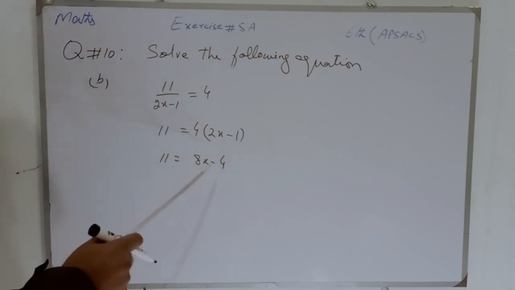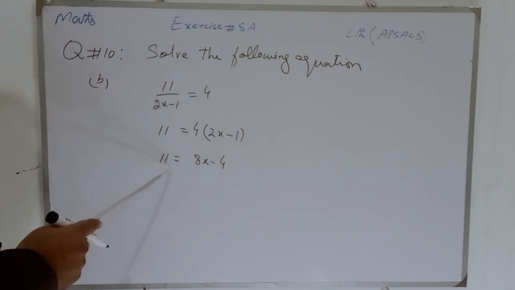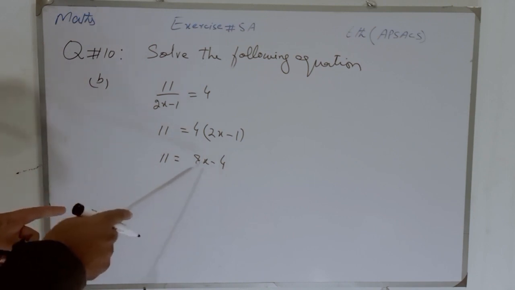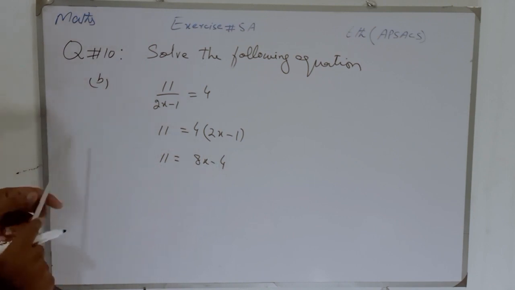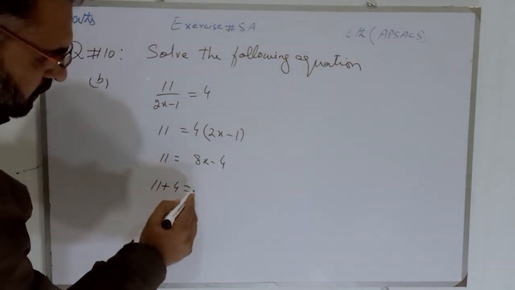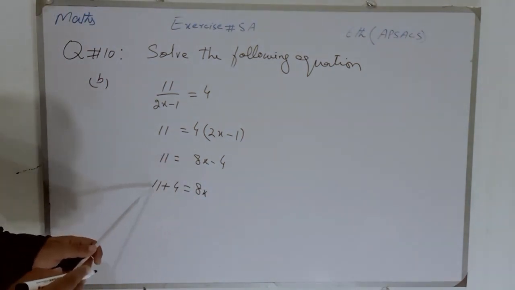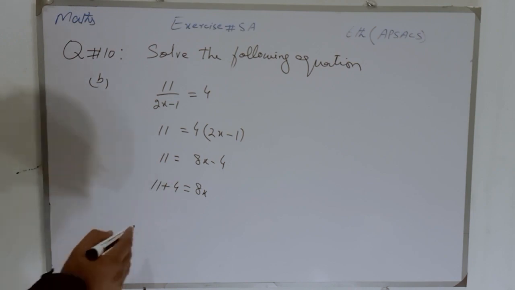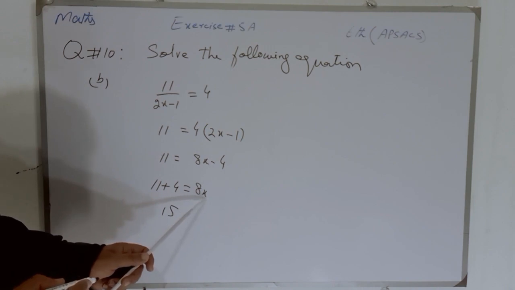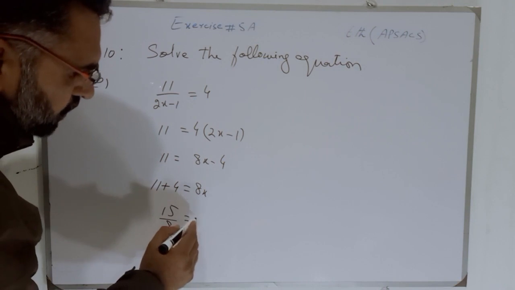And now students, 4 is minus on the right side. When we transfer this minus 4 to the left side of the equation, it will become plus 4 and be written as 11 plus 4 is equal to 8x, and 11 plus 4 both are like terms and we will sum up both the numbers. 11 plus 4 means 15. And this 8 is multiplying with x. When we transfer it to the other side of the equation, it will divide and 15 over 8 is equal to x.